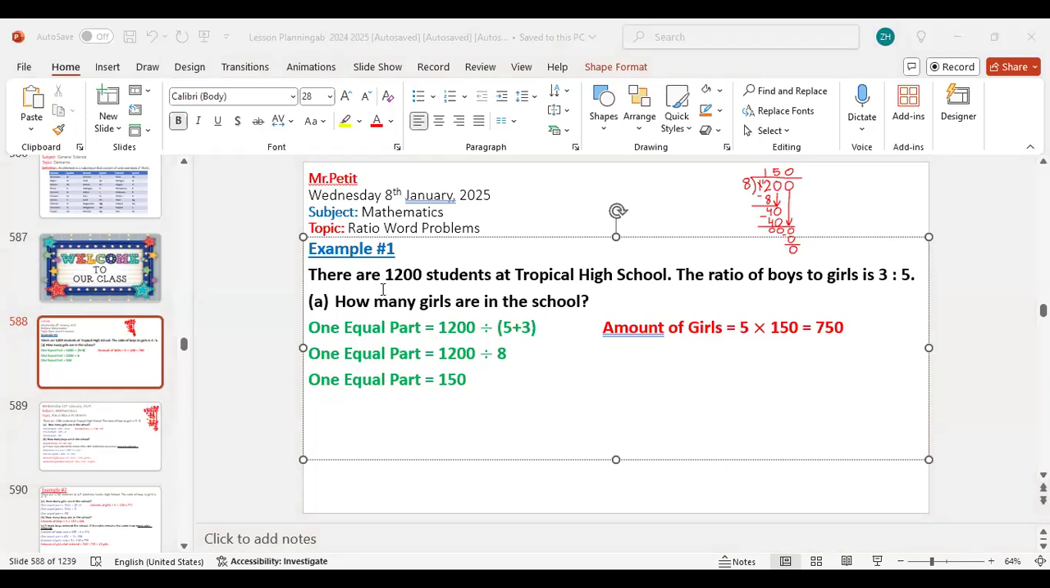Okay, so if we know that there are 750 girls, how are we going to figure out the amount of boys? So part B. You multiply 150 by 3. Yes. So how many boys are in the school?